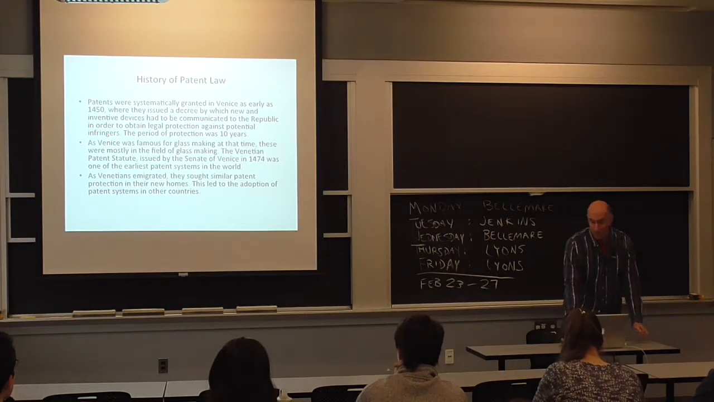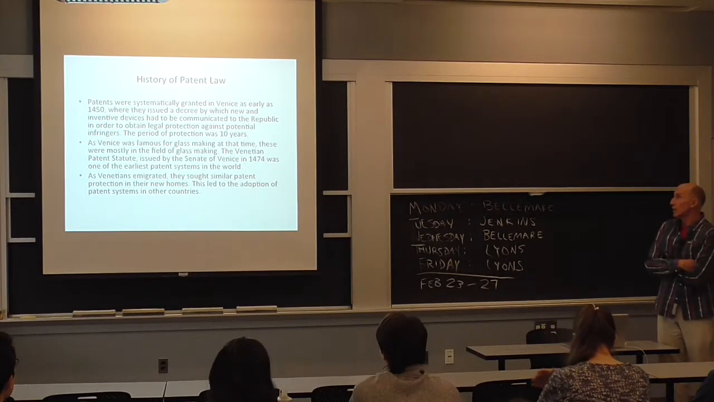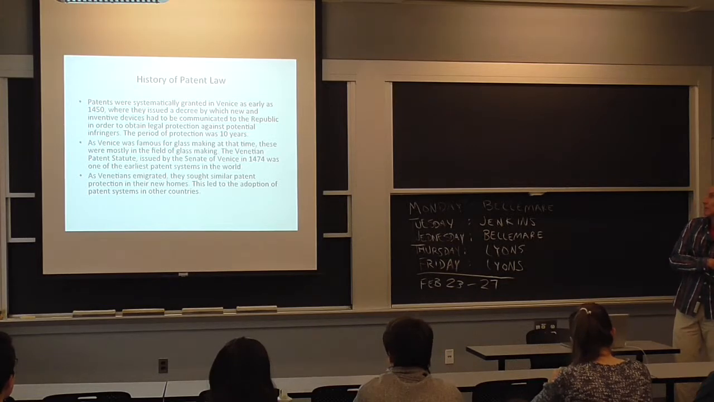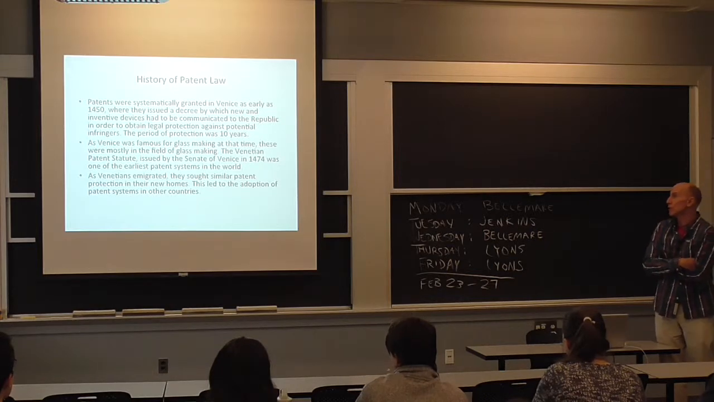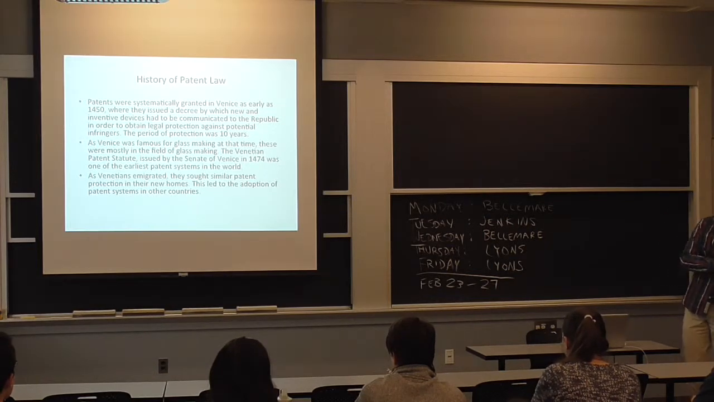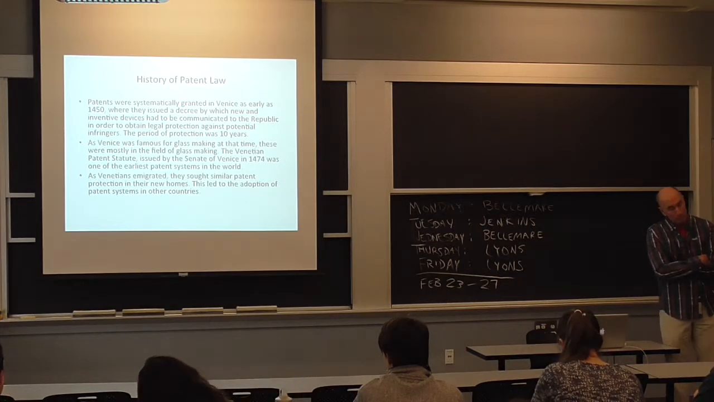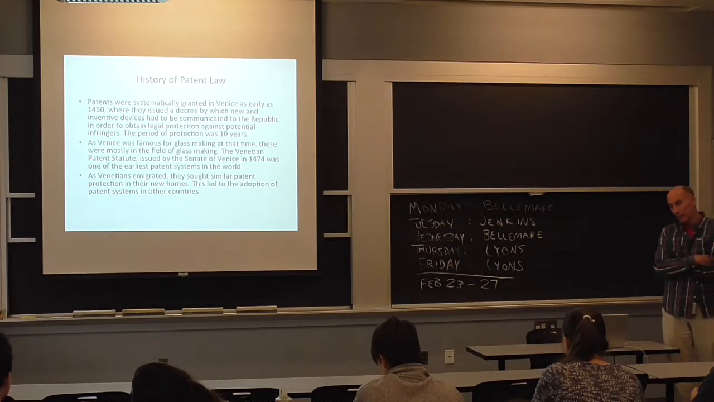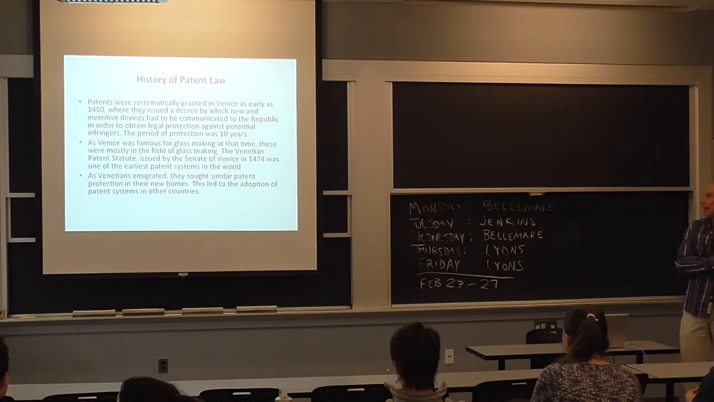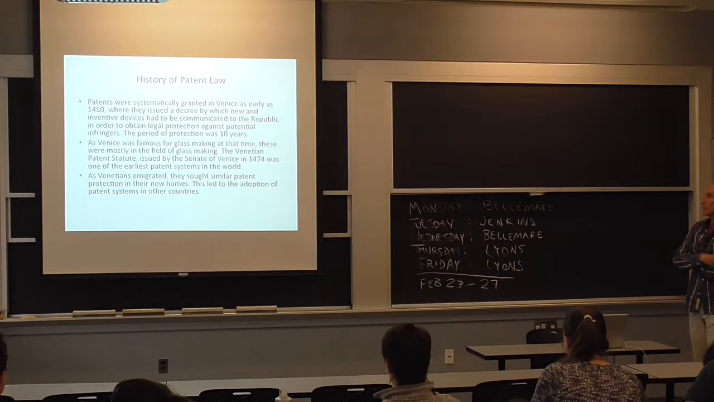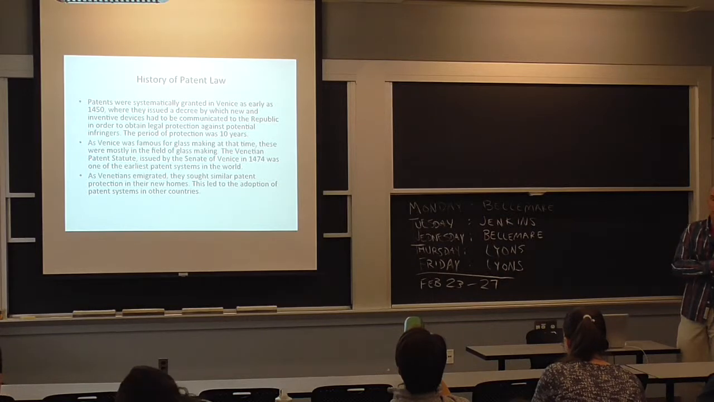Patents were systematically granted in Venice. Venice, which was famous for glass making back in the 1400s, had a system of granting patents where, once again, the king issued a decree by which new inventions and devices had to be communicated to the Republic in order to obtain legal protection against potential infringers. And the period that a patent lasted back in ancient Venice was 10 years. As I said, they were famous for their glass making, so the Venetian Patent Statute, issued by the Senate of Venice in 1474, was one of the earliest patent systems in the world.